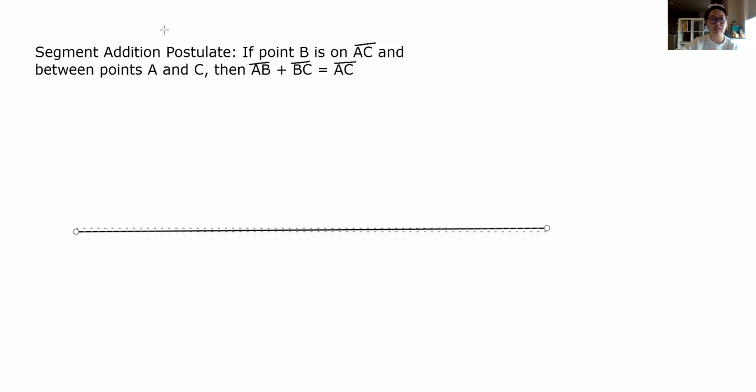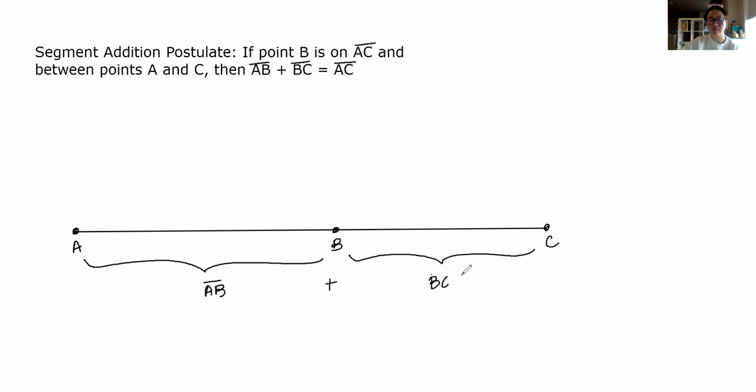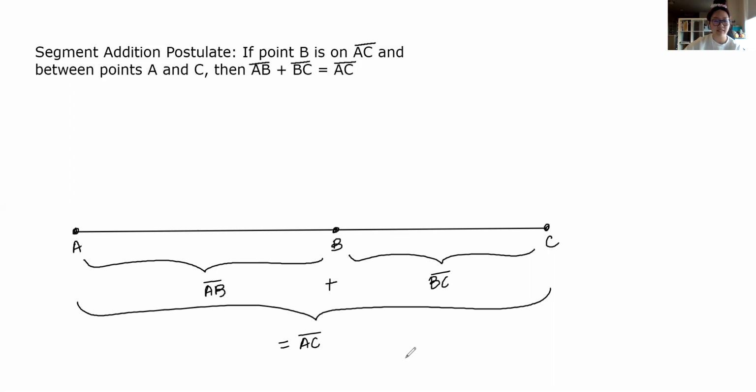I have my segment AC, and point B lies somewhere in between A and C. Let's say it's here. Then I know that this part AB, if I were to add it to this part BC, then I am going to get the entire length of AC. And that's the segment addition postulate.